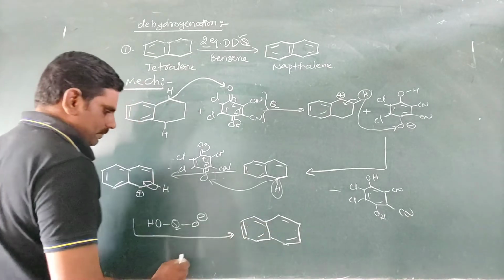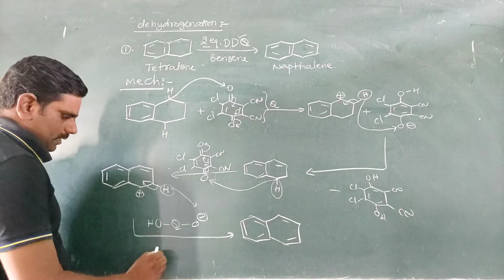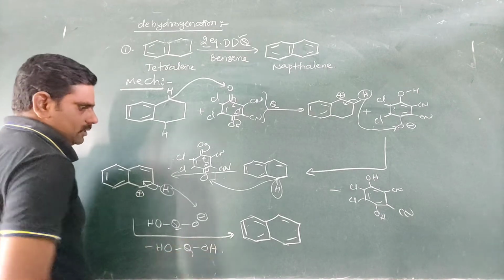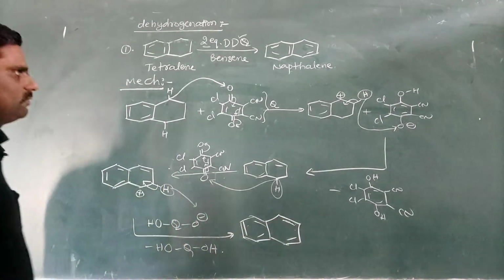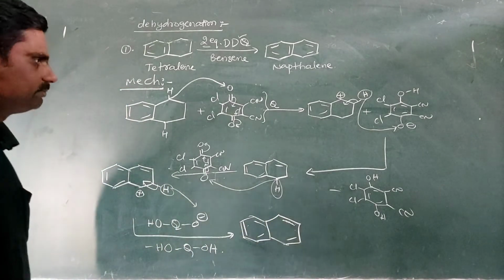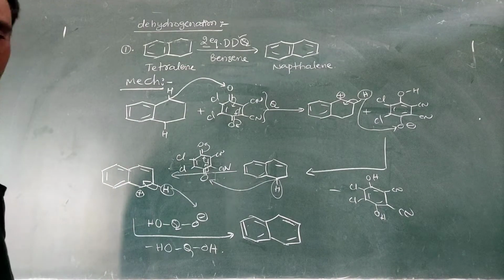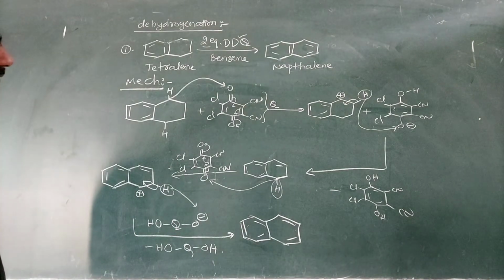Naphthalene is formed. So H plus attacks at O minus, and it loses H. So in order to form two double bonds, two equivalents of DDQ are involved. So this is the mechanism for dehydrogenation by DDQ in benzene solvent. Okay. Now I am going to take another example.